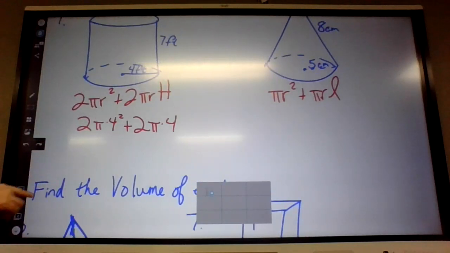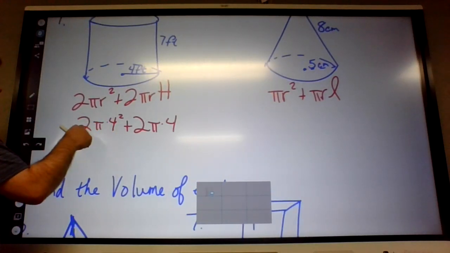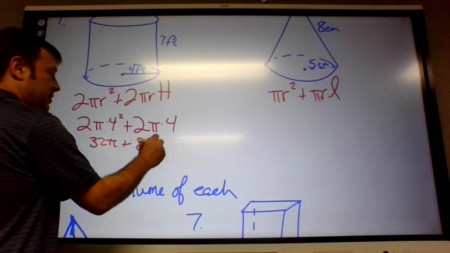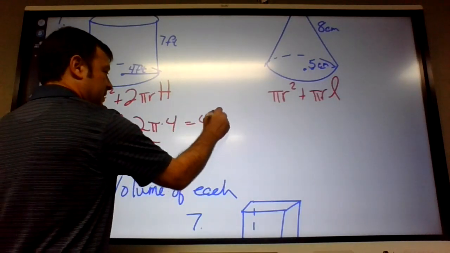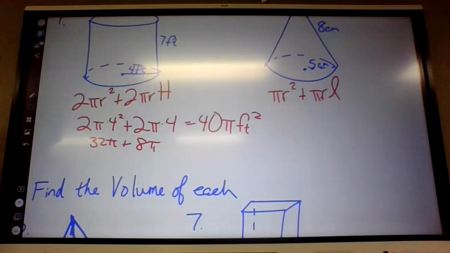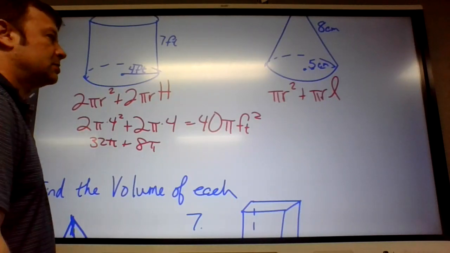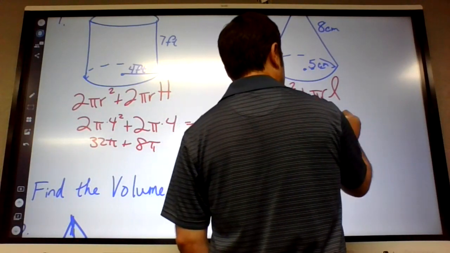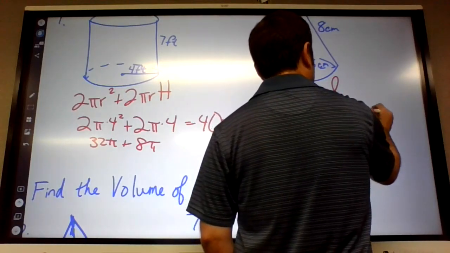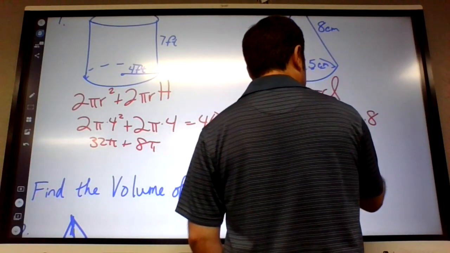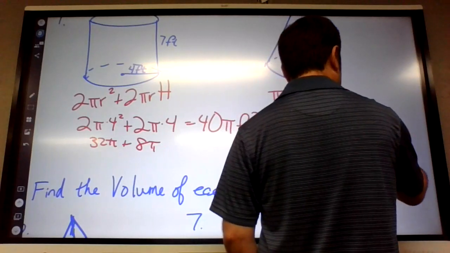Alright. I guess I could do this real quick. This is 16 times 2. This is like 32 pi plus 8 pi. It comes out as a nice 40 pi feet squared. I guess I didn't plug in the numbers over here. This would be 25 pi plus 40 pi equals 65 pi.